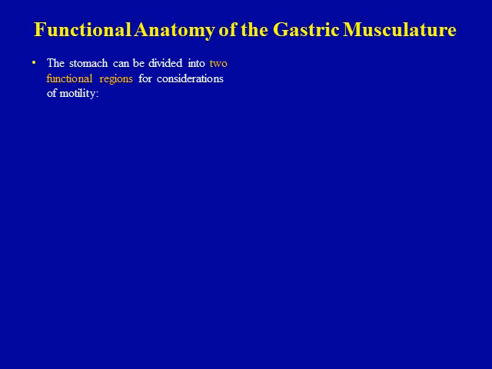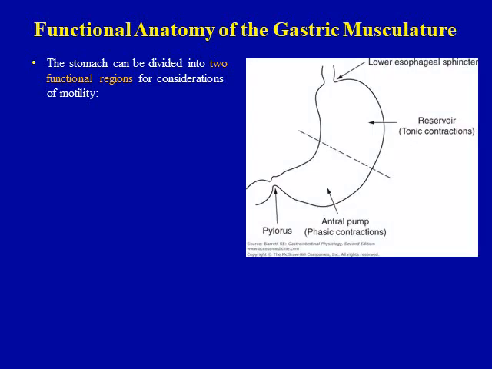The stomach can be divided from the physiological point of view into two main regions based on the difference in the motility pattern in each region. As we can see here in this figure, we have a proximal part and a distal part. The proximal part is characterized by tonic contractions and it has reservoir function, and the distal part is characterized by phasic contractions, and it is also called the antral pump. It is very important for the mixing, grinding, and the gastric emptying.